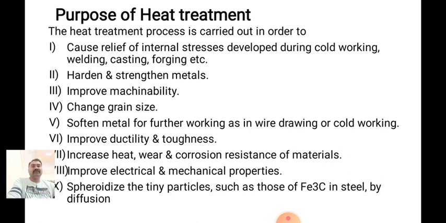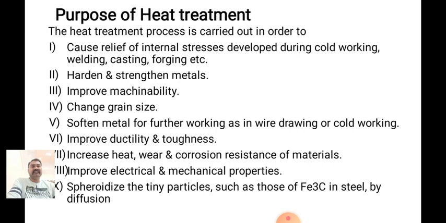Then the fifth objective is to soften the metal for further working, as in wire drawing or cold working. We know that the ductility property is there. The presence of ductility contributes to the wire drawing process as well as the cold working process. So the ductility of the material must be increased. Then improve the toughness. A good toughness property must be obtained by the heat treatment process.